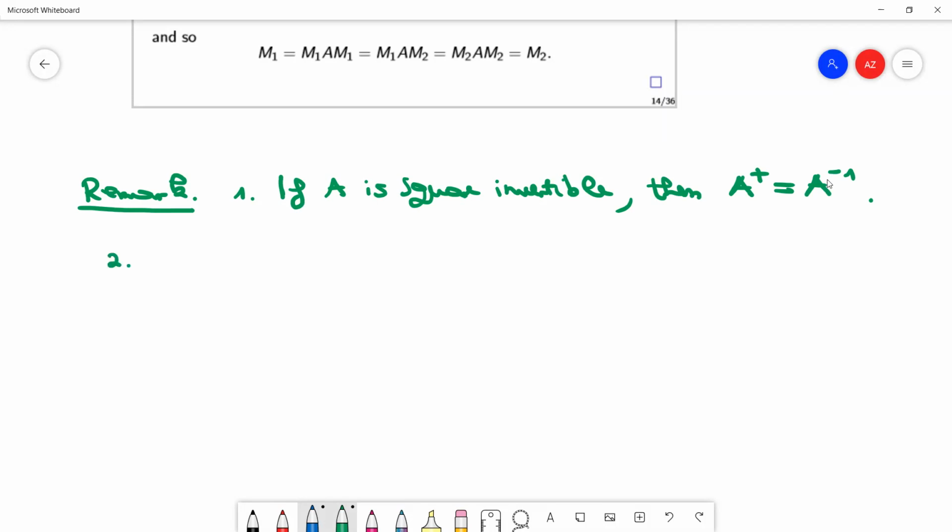Then the second remark is that A plus plus is just A. If you have a square invertible matrix, you invert it and then invert again, and we get the initial matrix again. And for taking Moore-Penrose inverses, it's the same. If we take two Moore-Penrose inverses, then we finish with the initial matrix.